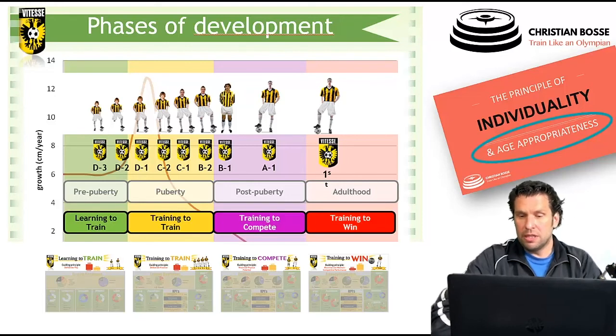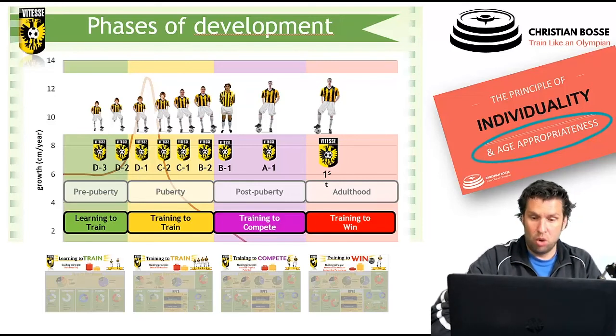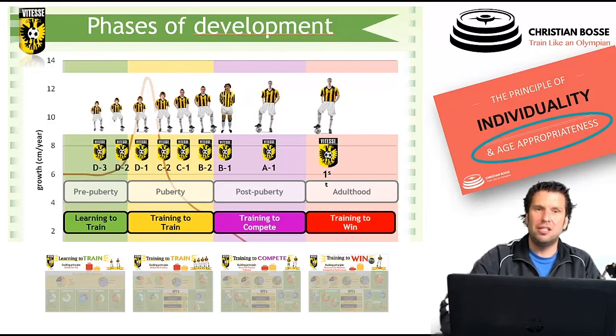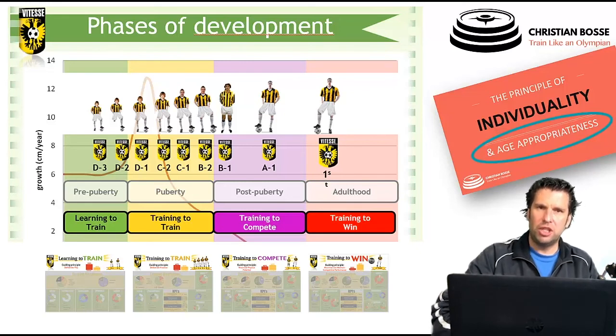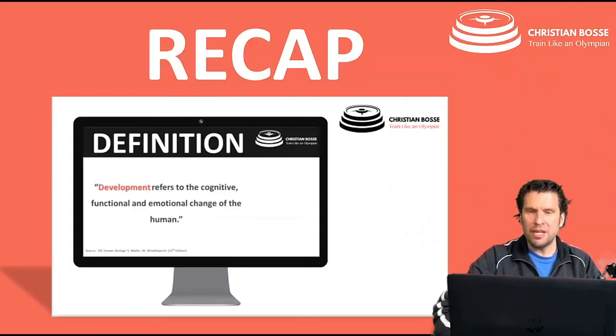Sorry, I had to make it blurred here because there's information we wanted to keep for the club. But anyway, the idea is children are not mini adults and they have to go through a different training regimen which is appropriate to their age. Therefore, the principle of age appropriateness.